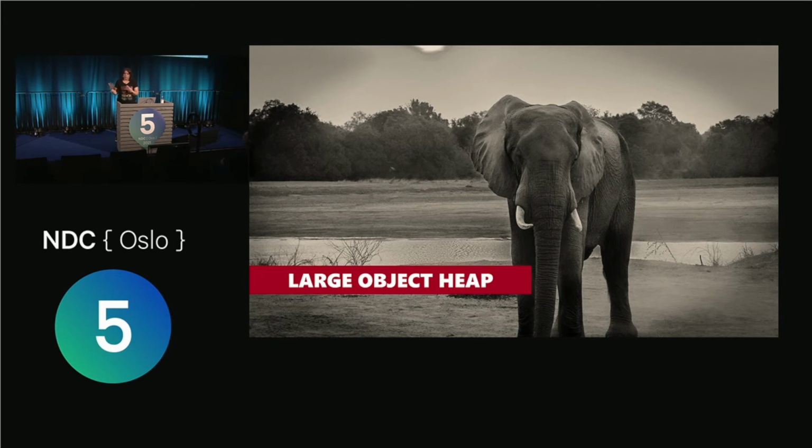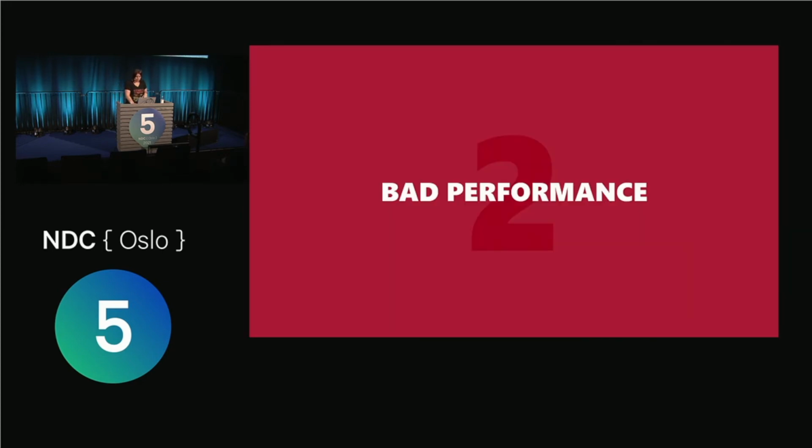But there are issues that you can run into where you exhaust the large object heap. So you allocate a lot of large objects, because every time a large object segment is full, we have to do a full garbage collection: large objects, generation 2, generation 1, generation 0, everything. So you don't want to end up in that situation. Which brings us to bad performance.